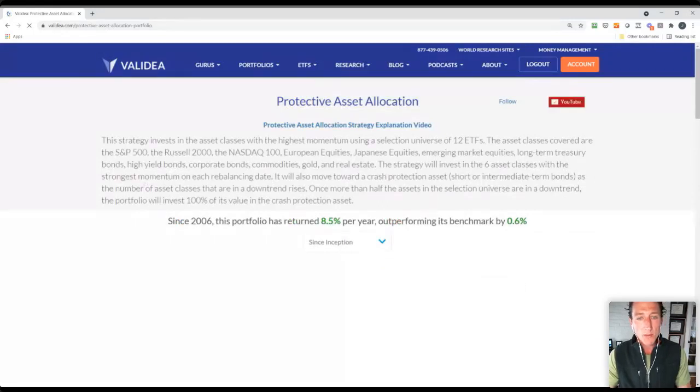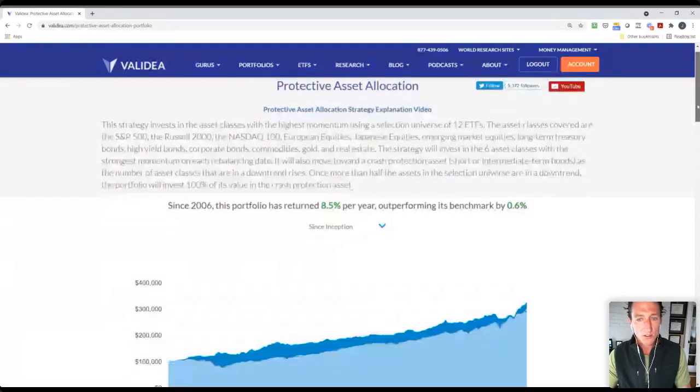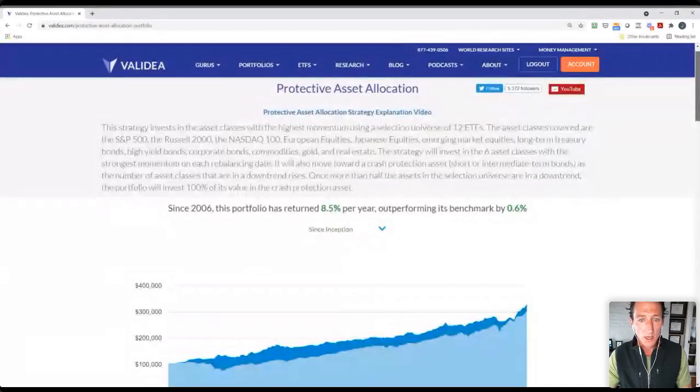Again, as I mentioned before, I wasn't going to talk about what goes into these strategies, but since we're here, let's just talk about this one real quick, since I brought us into here. So this is a strategy called protective asset allocation.